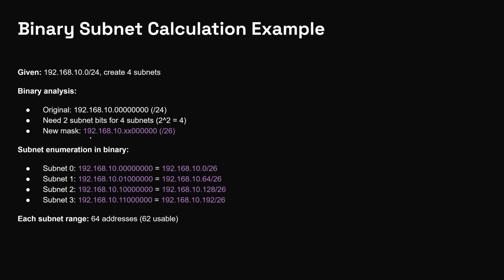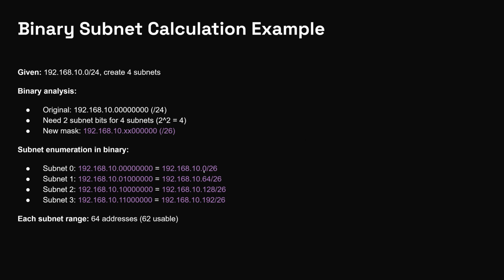So we do that. Our new mask will be 192.168.10.xx, which denotes our new network bits, and the remaining zeros indicate our host bits. Now we have a new CIDR of /26. The subnet enumeration in binary will look like this: 192.168.10.00000000, all zeros for host bits. And this is going to be our first network out of the 4 networks that we just created.